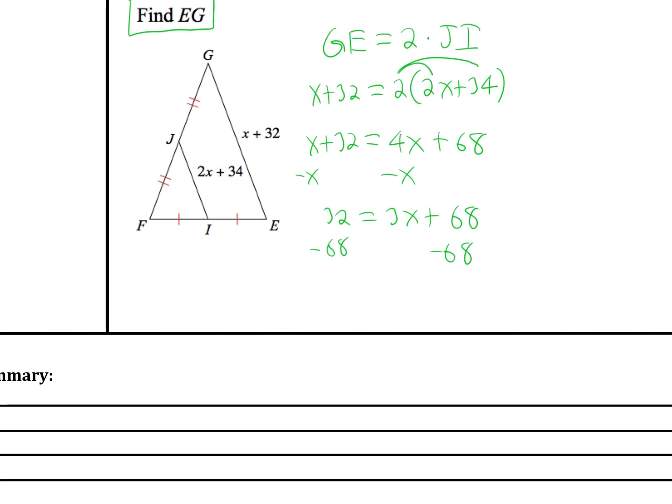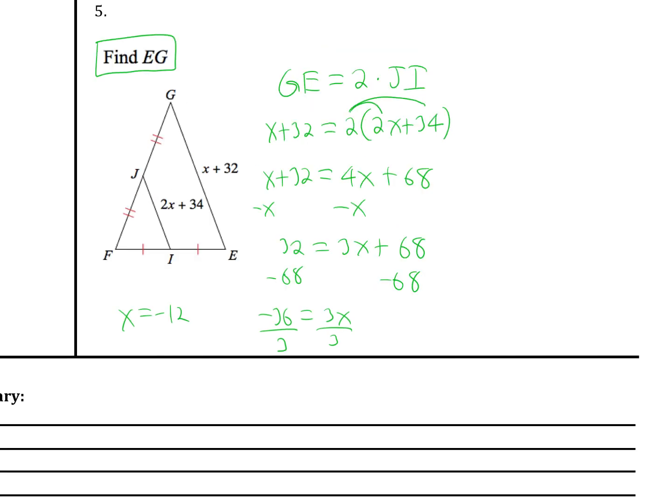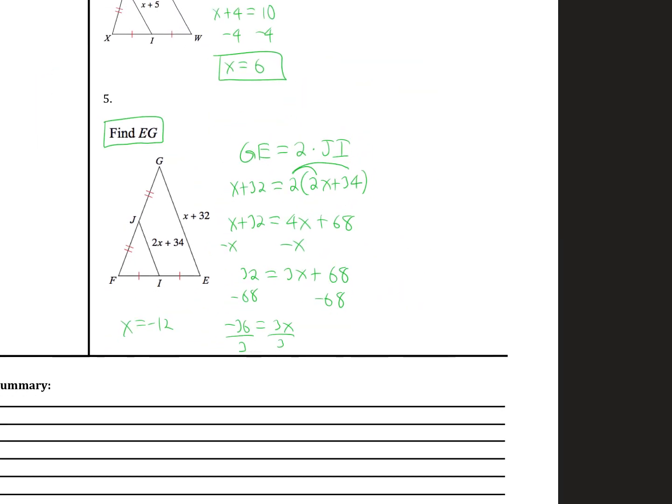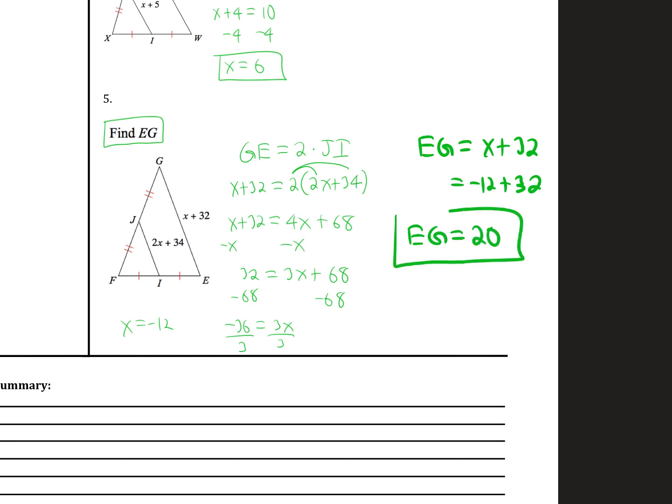So we get negative 36 equals 3x. Divide by 3. And we get x equals negative 12. Are we done? No, we're not looking for x. We're looking for EG. So EG equals x plus 32. In this case, x was negative 12, plus 32. So EG is going to be equal to what? 20. And there we go. There's our answer.